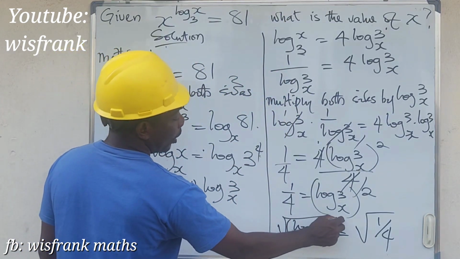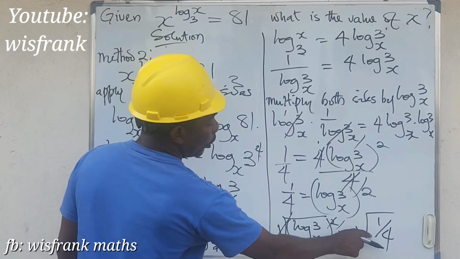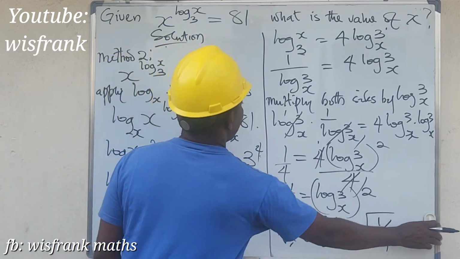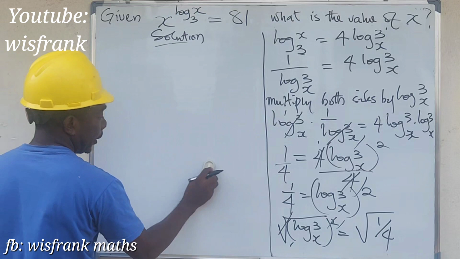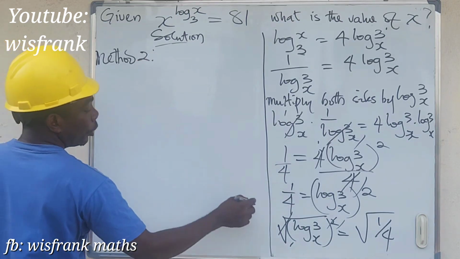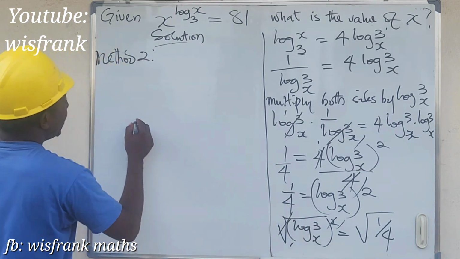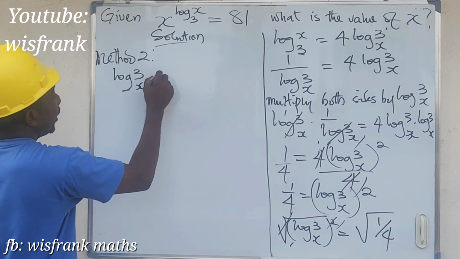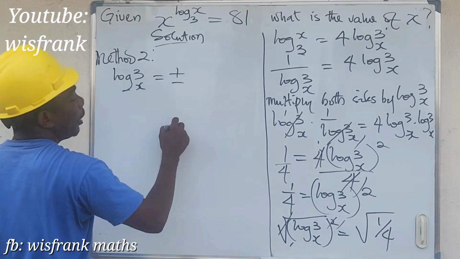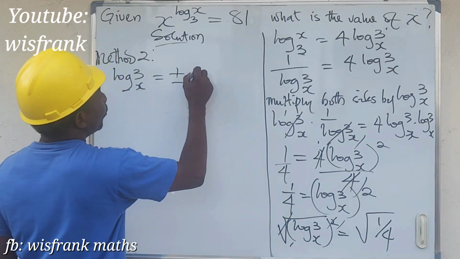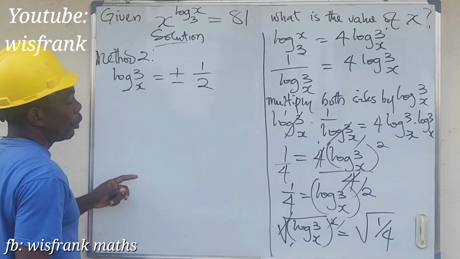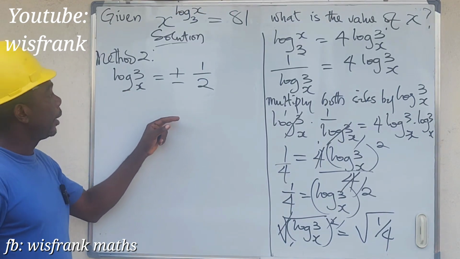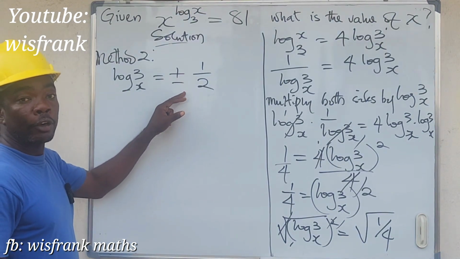Now, 2 will cancel 1 here and 2 will cancel 1 here. We all know that the square root of 4 is 2. So still on method 2, as we cancel here, this will become log 3 base x equals plus or minus 1 all over 2. And now we have two solutions from here because we have plus or minus.